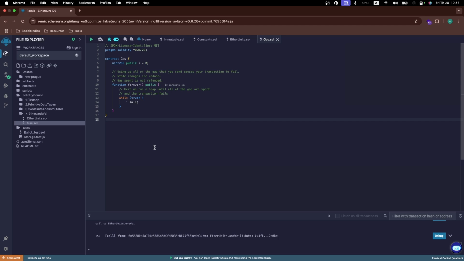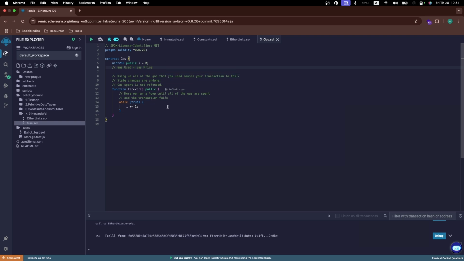Gas in Ethereum. Now let's talk about gas. The cost of executing code on the Ethereum Virtual Machine. When you send a transaction, you pay gas used multiplied by gas price. That is computed with this formula: gas used multiplied by gas price. Okay, here's what that means.